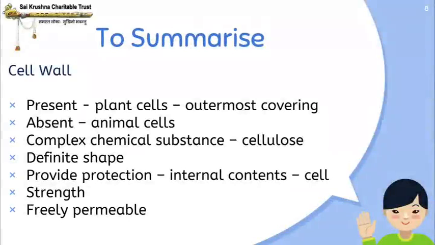And cell wall is made up of a complex chemical substance known as cellulose. Cellulose is the non-living substance and it forms the outermost covering. The cell wall is made up of a complex chemical substance known as cellulose. And the functions of cell wall: it provides a definite shape to the cell, it provides protection to the internal contents of the cell, it provides strength to the cell, and it is freely permeable.